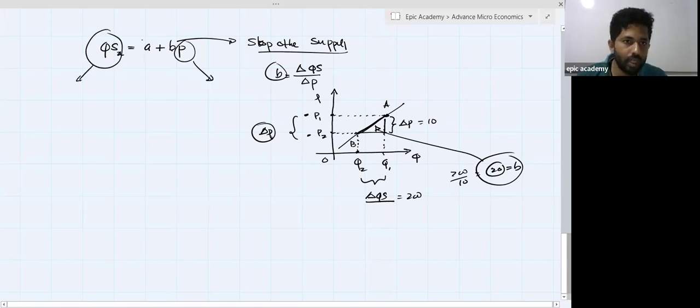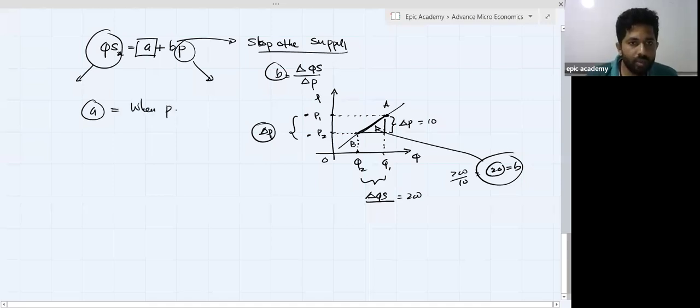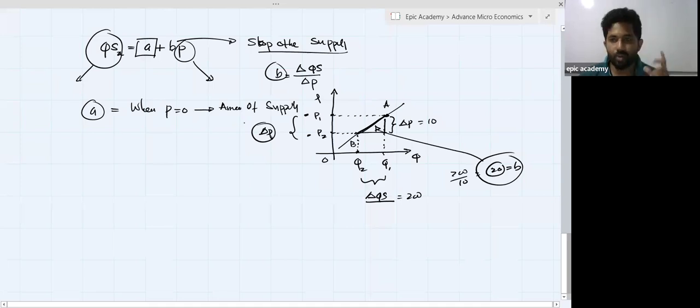So what about A? The A value always represents the amount of supply when the price equals 0. When the price is equal to 0, the amount of supply. That's the meaning of A.